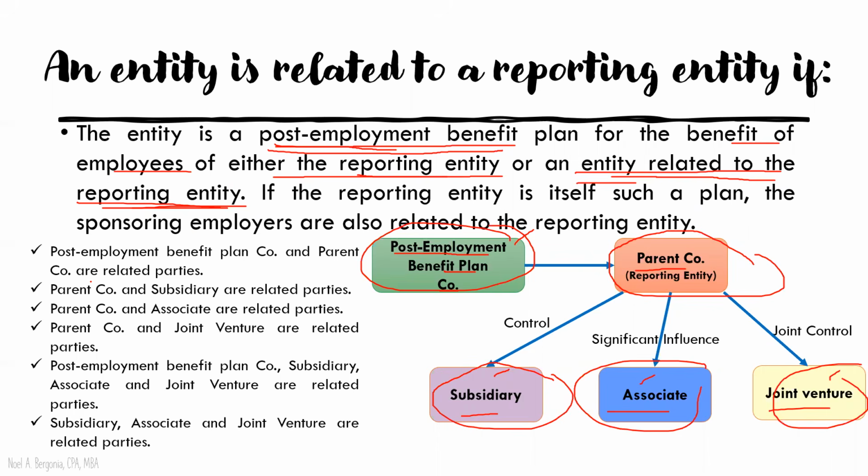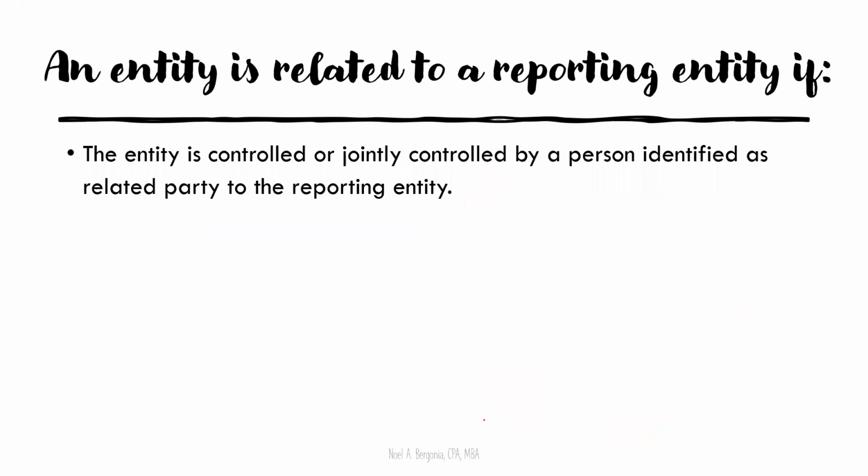Ayun, since kanina na-discuss na rin natin that if ever that there would be subsidiary, associates, and joint venture under one parent, itong tatlong ito ay also considered as mga related parties din mga yan. Okay? So magkaka-related parties, kumbaga parang magkakapatid sila. Okay? So let's proceed with the last few identifiers natin of becoming a related party to the reporting entity. Okay, so if that entity is being controlled or jointly controlled by a person then identified as a related party to the reporting entity.